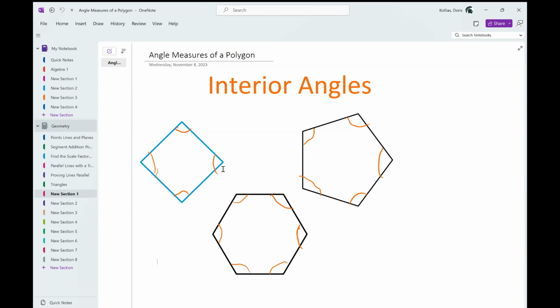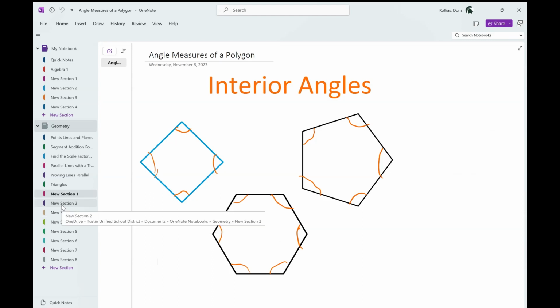So I am looking at these angles here that are marked. They're not necessarily marked congruent. I just have them marked because these are the interior angles of each of these polygons. So these are the interior angles of the polygon.